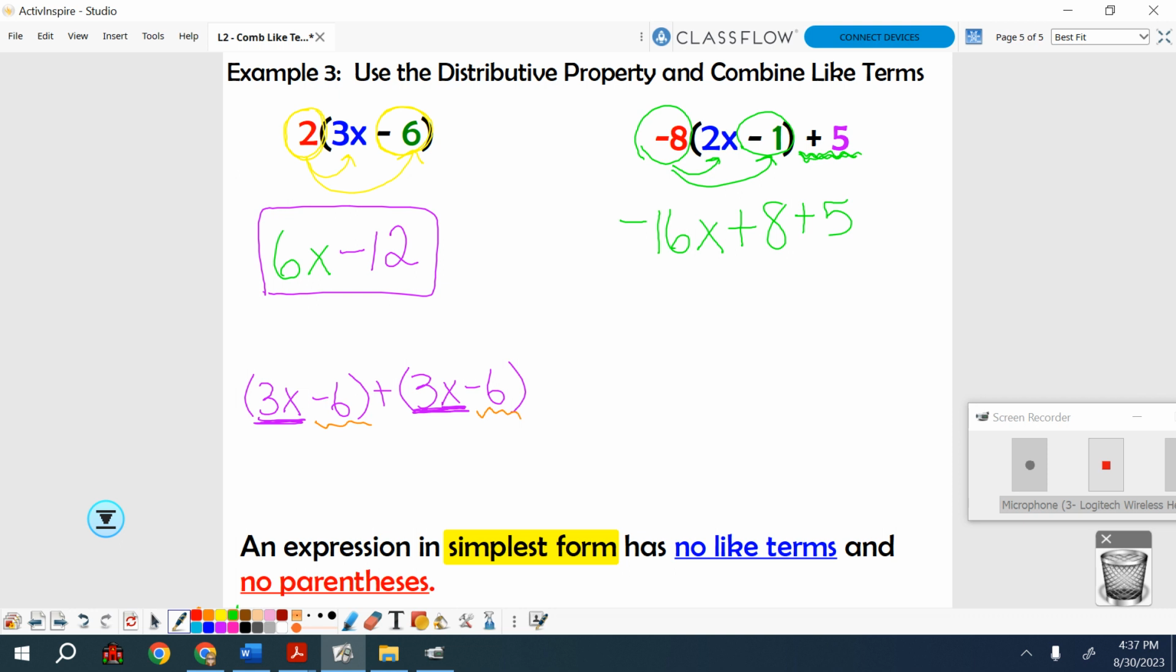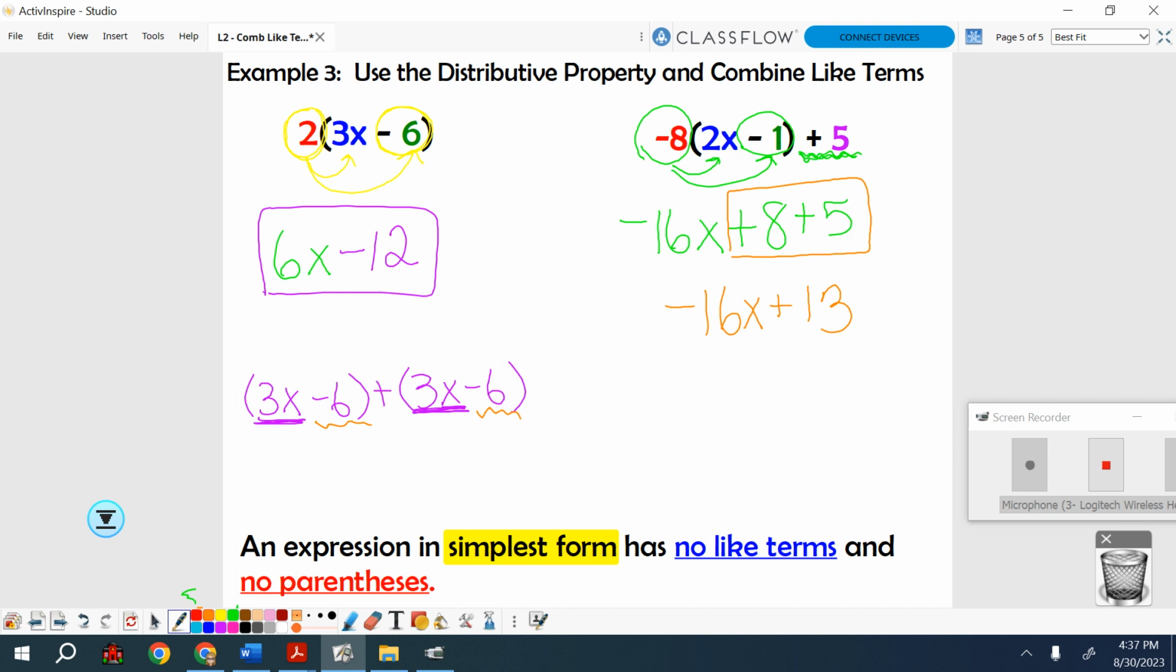But when you look at this problem, hopefully you see that we've got some like terms here. We've got 2 numbers that can be combined. So there's nothing that combines with this negative 16x. But I have 8 plus 5, and 8 plus 5 is 13. So we simplify to negative 16x plus 13.